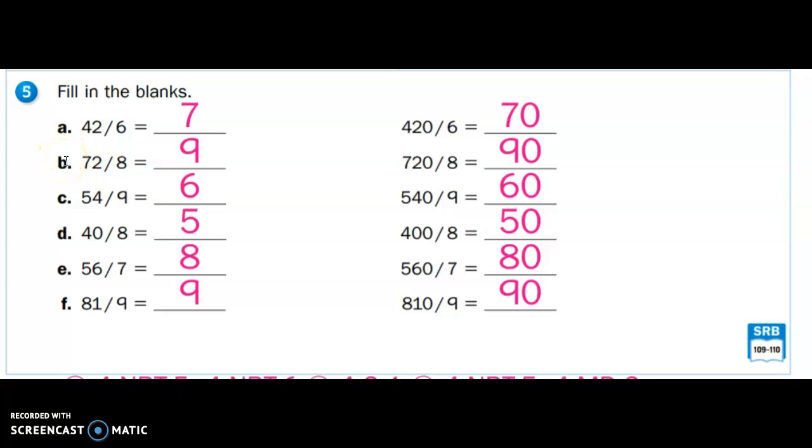72 divided by 8 equals 9. 720 divided by 8 equals 90. 54 divided by 9 equals 6. 540 divided by 9 equals 60. 40 divided by 8 equals 5. 400 divided by 8 equals 50. 56 divided by 7 equals 8. 560 divided by 7 equals 80. And finally, 81 divided by 9 equals 9. 810 divided by 9 equals 90.